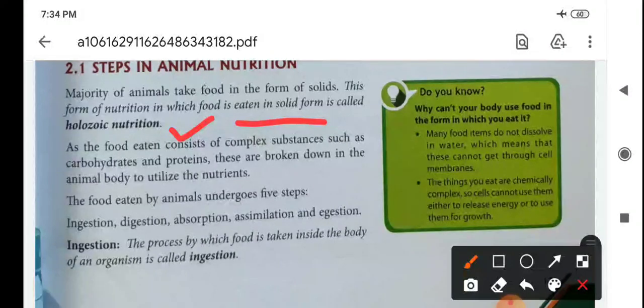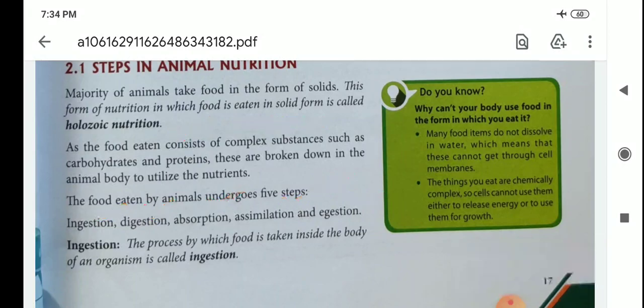The food eaten by animals undergoes 5 steps. These are ingestion, digestion, absorption, assimilation and egestion. Okay? So first we discuss ingestion. What is ingestion? The process by which food is taken inside the body of an organism is called ingestion. Okay? Then comes digestion.